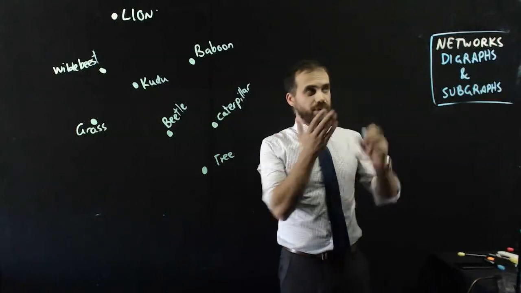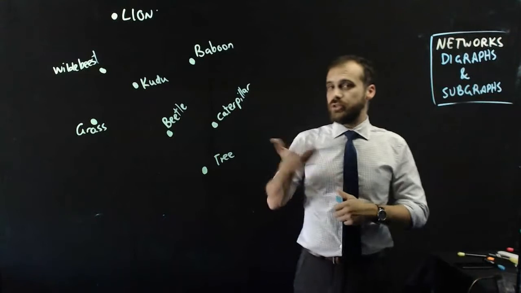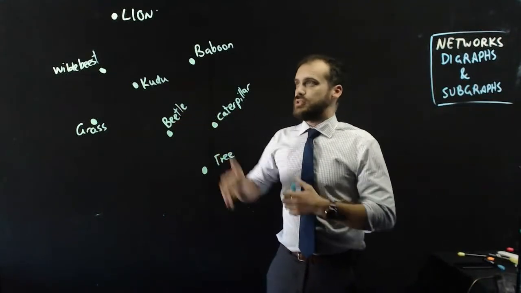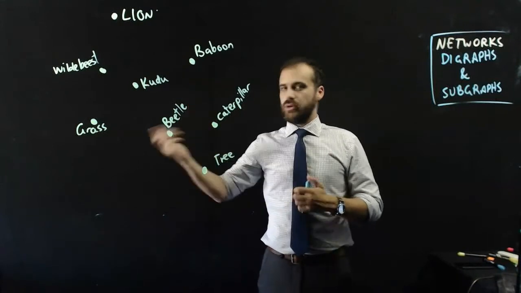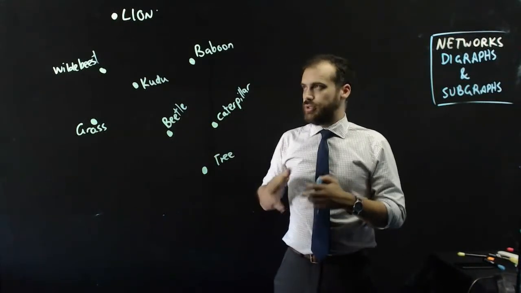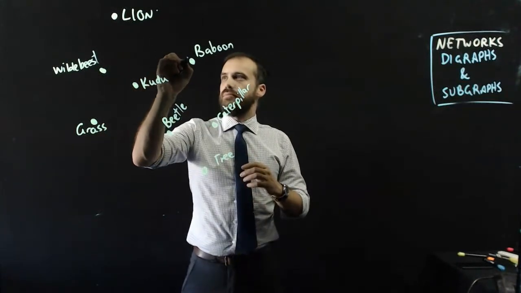So this time we're going to talk about digraphs and subgraphs. First we're going to talk about digraphs, and we're going to do it in Africa with these animals. The lion's at the top there, and we've got a bunch of other animals, and we're going to do a food network. So the lion eats baboons.